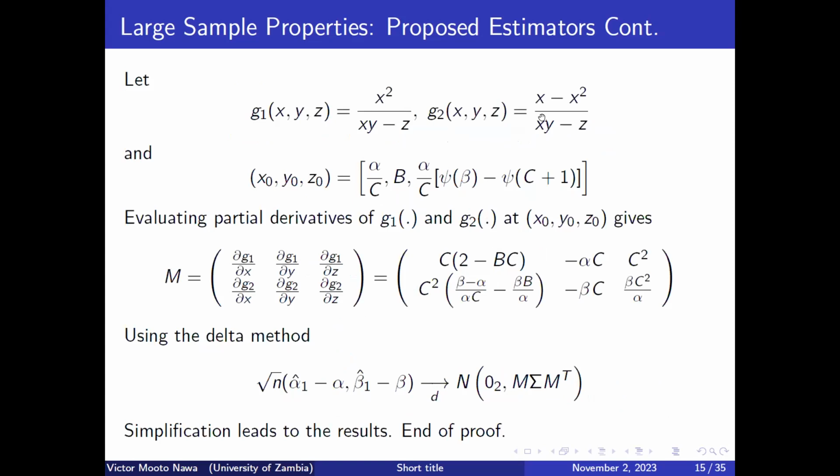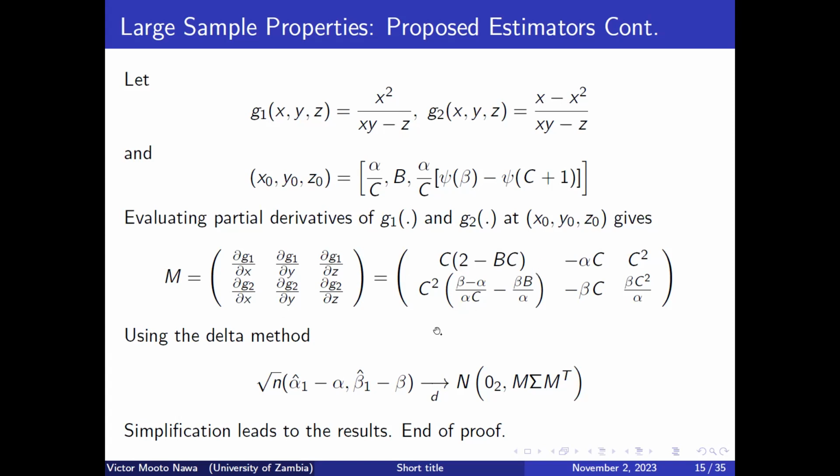And then we consider two functions here, g1 and g2, functions of x, y, and z. And we look at the expectation of x bar, y bar, and z bar to give us this expression here. And then we use the delta method. So when we use the delta method, we evaluate partial derivatives of g1 and g2 at x naught, y naught, and z naught. And we get this expression here, this matrix here.